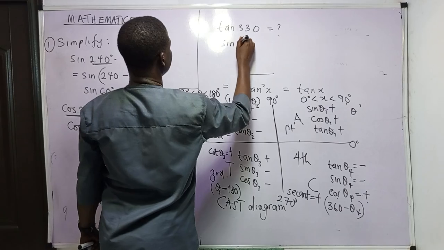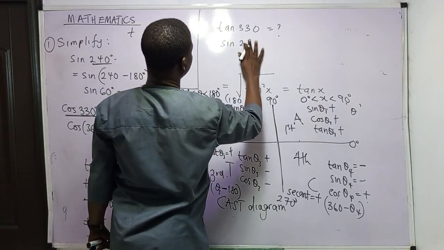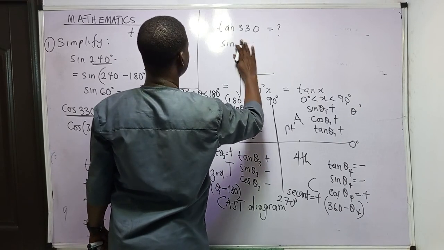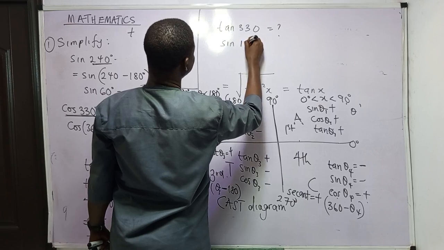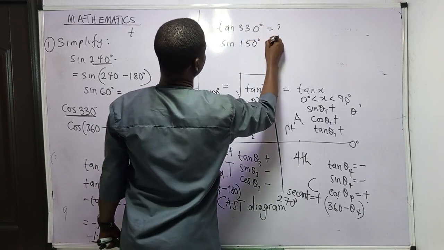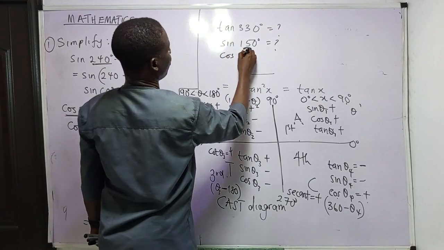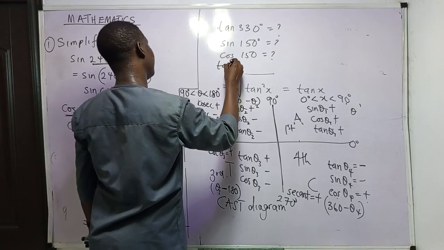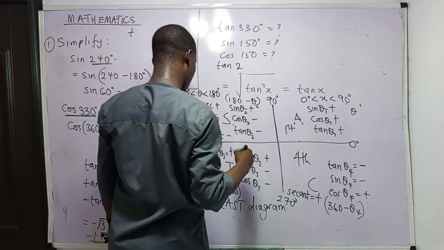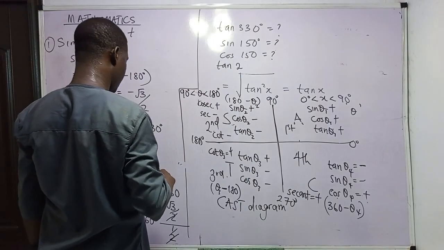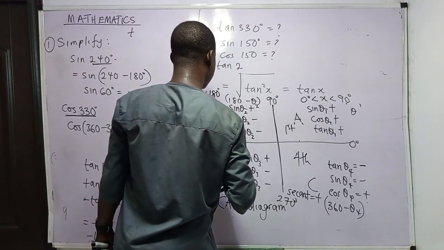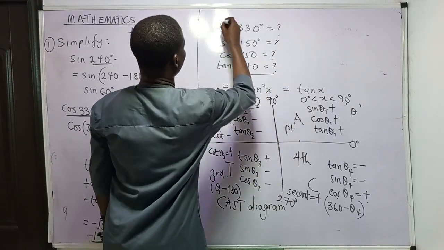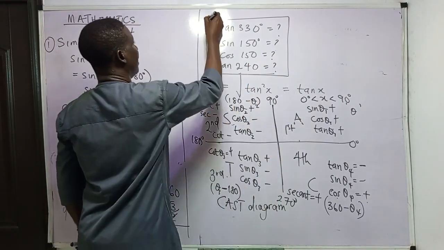Sine 240, I've done 240. Let me give you 150. Cos 150, what will be your answer? Then lastly, let me give you tan 240. So do these for me and send your answer.